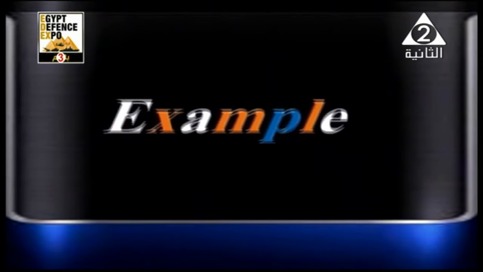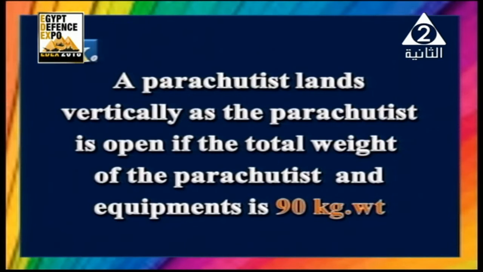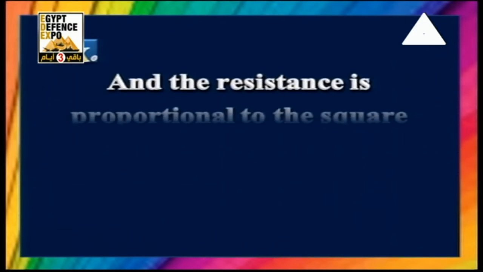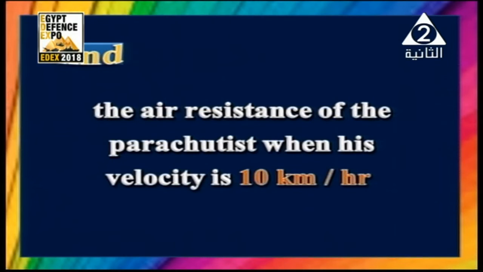Another example. My dear student, a parachutist lands vertically as the parachute is open. If the total weight of the parachutist and equipment is 90 kilogram weight, and the resistance is proportional to the square of its velocity, and the maximum velocity of the parachutist is 15 km per hour. What is required? Find the air resistance of the parachute when his velocity is 10 km per hour.